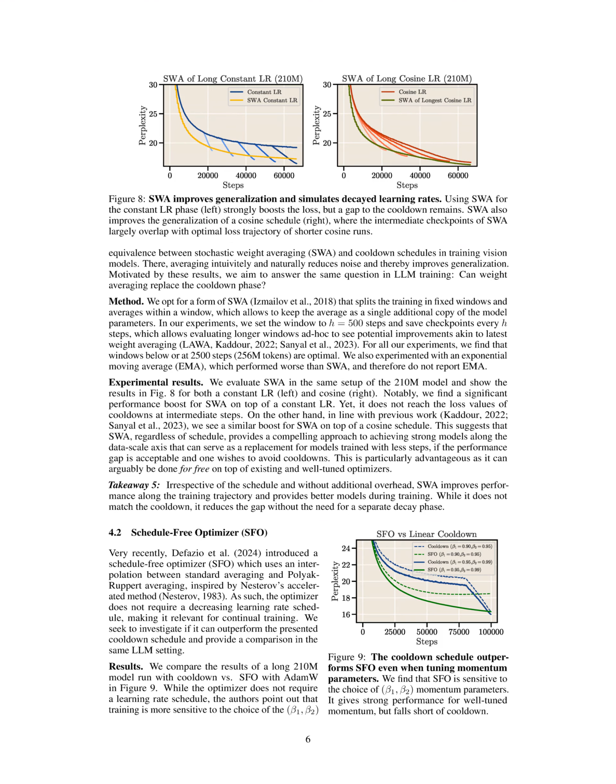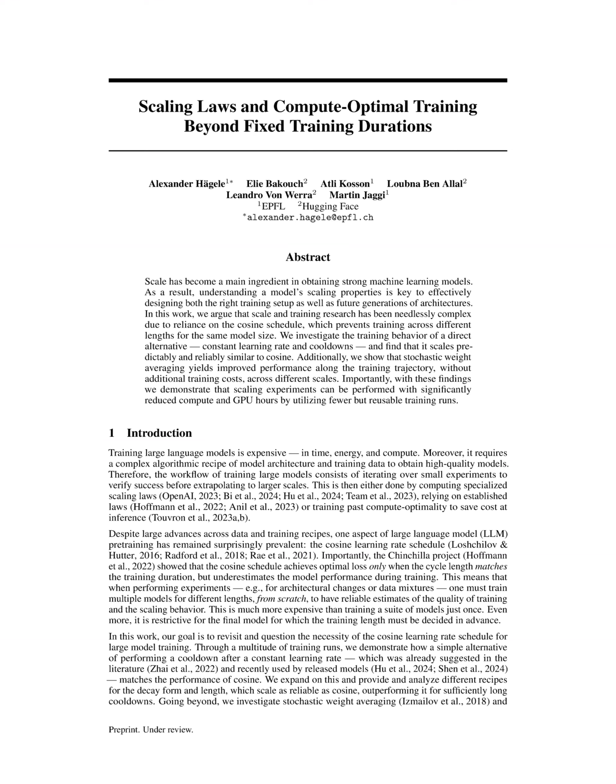This approach aims to provide a more flexible and efficient training method that does not require determining the training length in advance. By using the constant learning rate with a cooldown, the method allows for continual learning, easier experimentation with different data mixtures, and avoids the need to retrain models from scratch multiple times. The proposed method aims to simplify the training process, reduce computational costs, and provide comparable or better performance than the cosine schedule for large language model training.